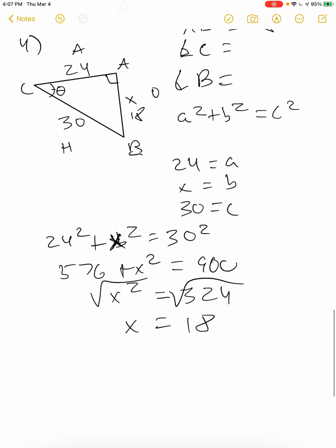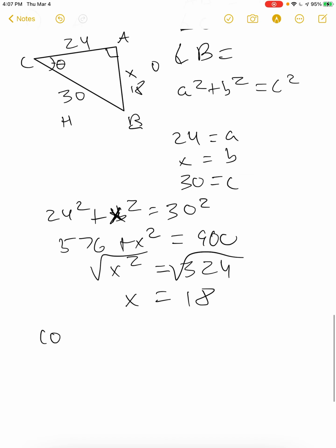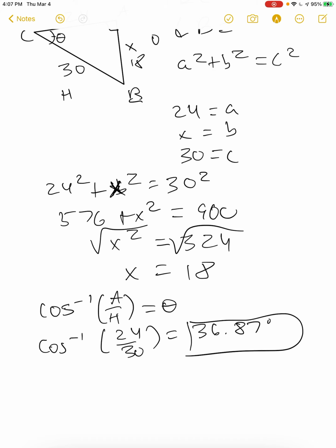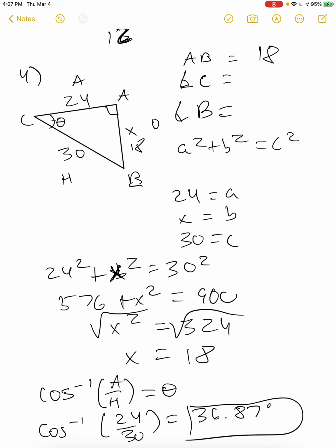So now we can go ahead and write out our trig ratio. Cosine inverse of adjacent over hypotenuse is going to equal theta. So now what we can do is substitute our values in. So the cosine inverse of 24 over 30 is going to give you, when you put that in, you should get 36.87 degrees. So that is our angle measure C, 36.87 degrees.